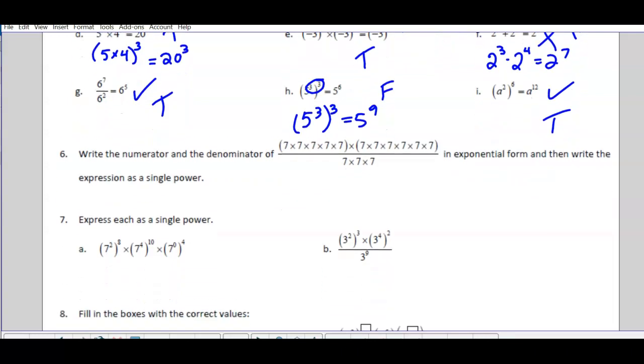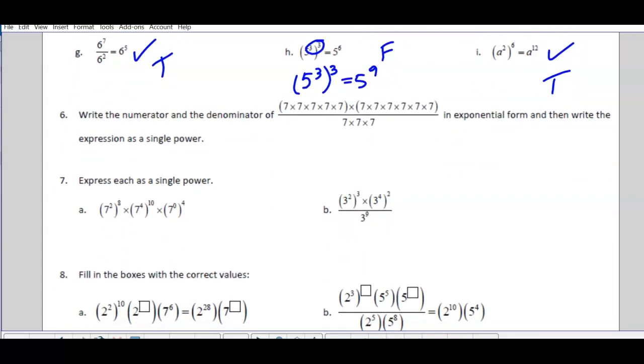Okay, so then just question 6 here. It says write the numerator and denominator of that big expression in exponential form, and then write it as a single power. Looking at that, we've got some brackets, so I'm going to start by showing what each bracket is. There's 1, 2, 3, 4, 5. So 7 to the 5th. 1, 2, 3, 4, 5, 6. 7 to the 6th. 1, 2, 3, so 7 cubed.